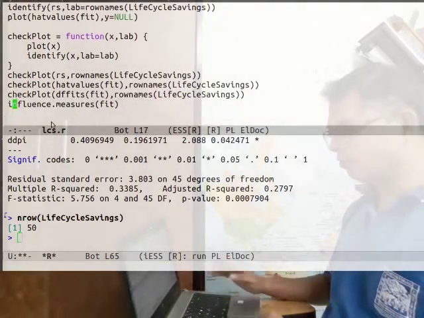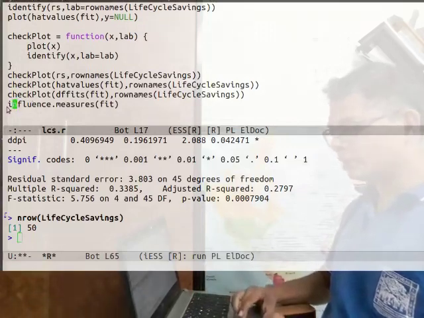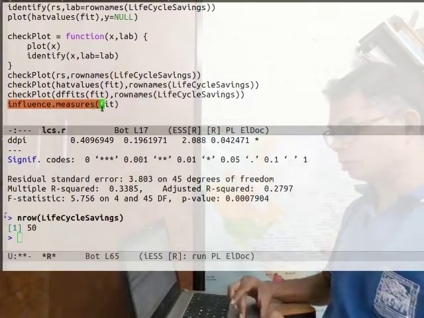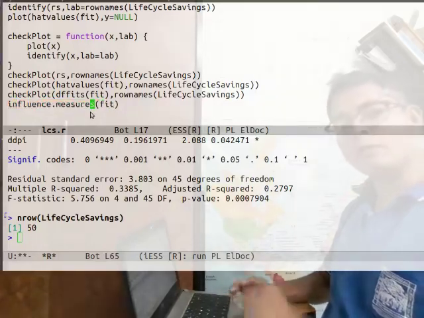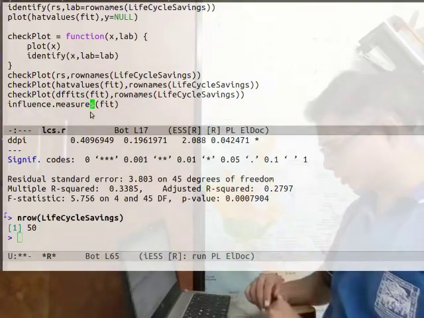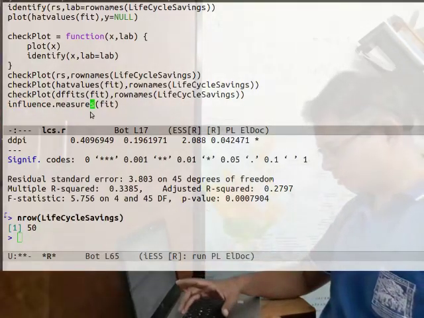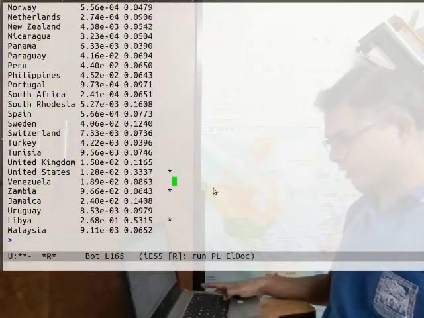It is called influence.measures. You just call influence.measures on the fit. You do not need to install any package or anything for that. And it will give you a list of all the things that you have described and also draw certain conclusions. So let's do that. And it gives you a huge list. Let's take a look at that.